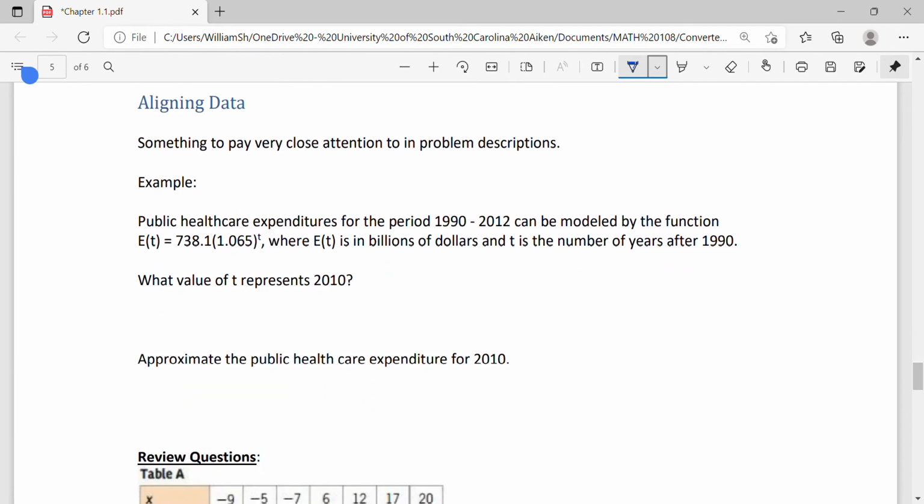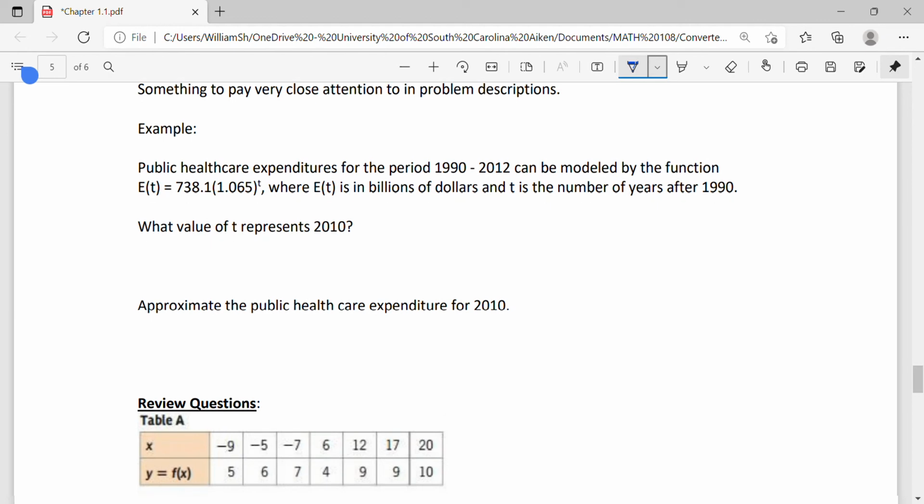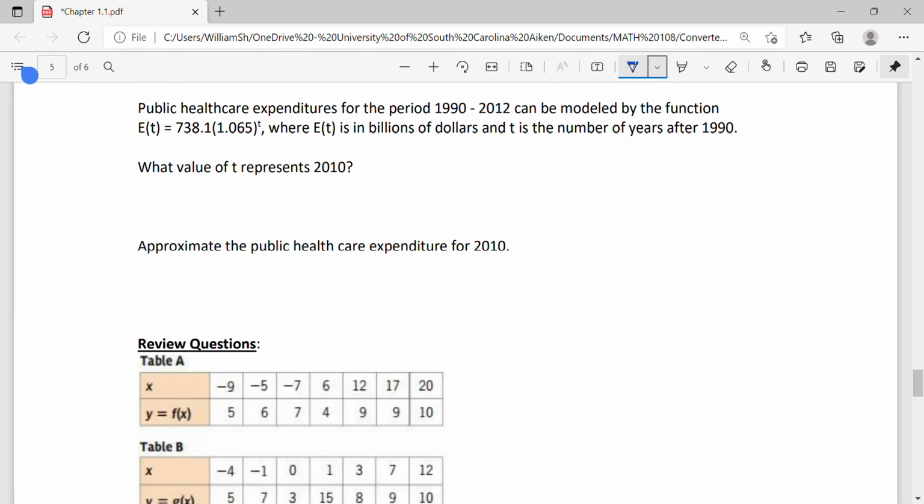All right, now something we deal with a lot in this class is aligning data. And you need to really pay very close attention to this in the problem descriptions, because if you don't, it'll cause you to get several problems in this class wrong that are actually really easy if you just pay attention to how they want you to align them.